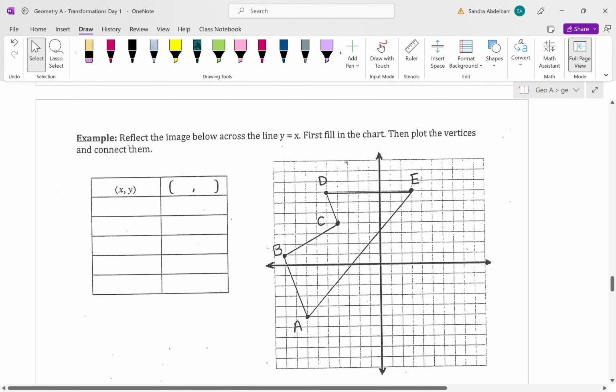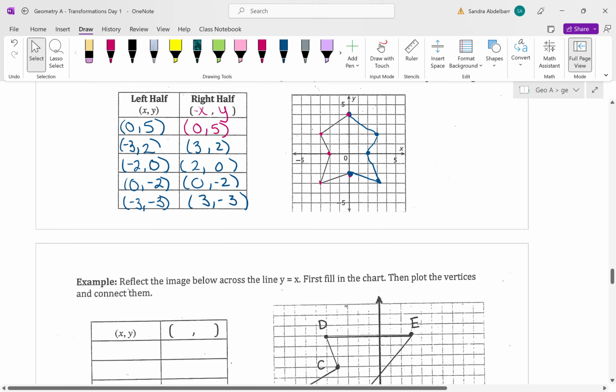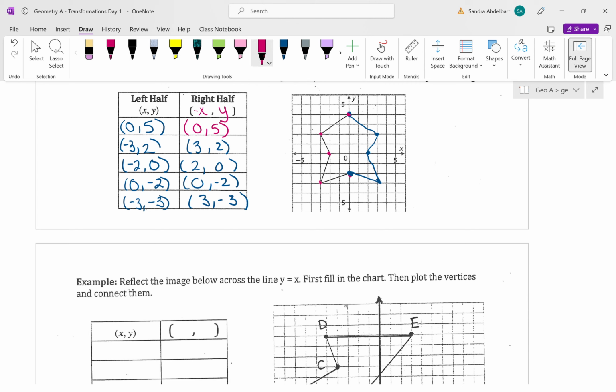All right, guys, you do the next one, and then we'll go over it. For this one, you have to remember the rule. Could somebody just refresh our memory or scroll back up?